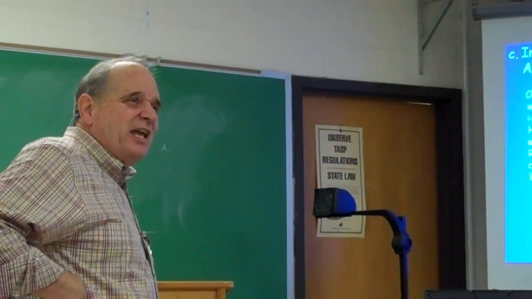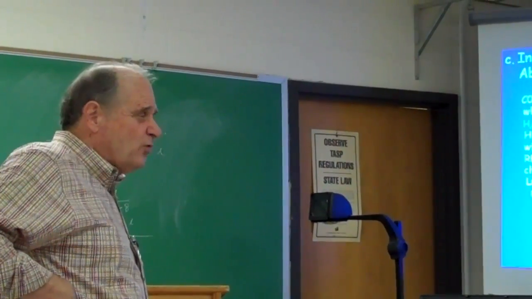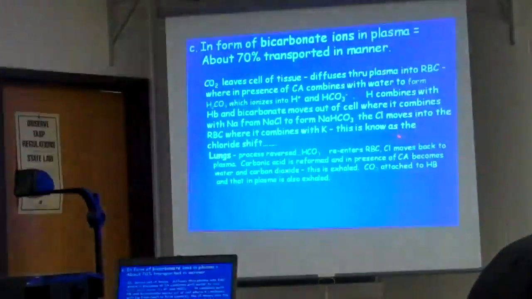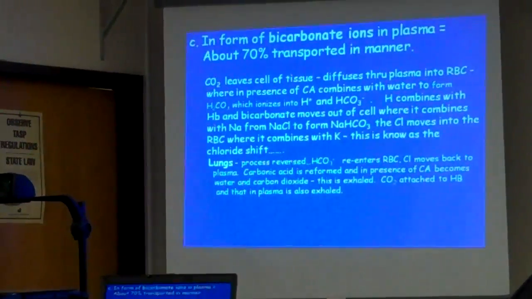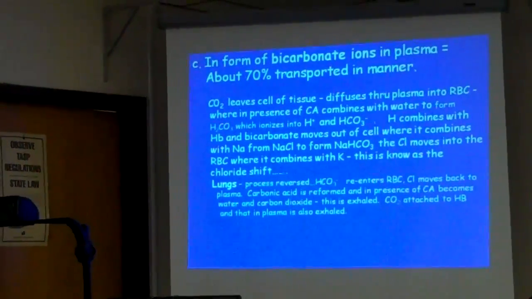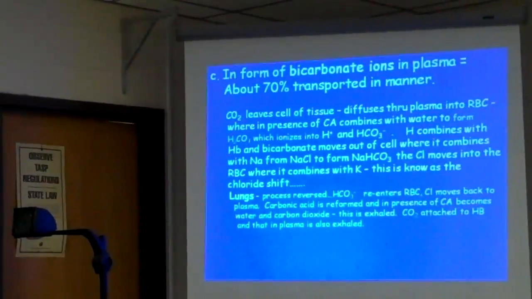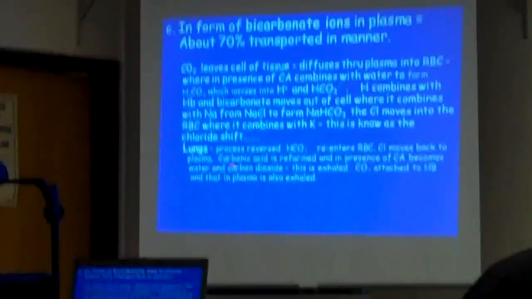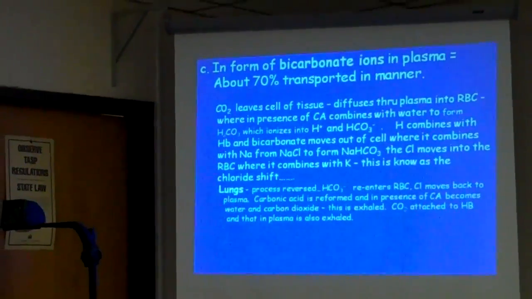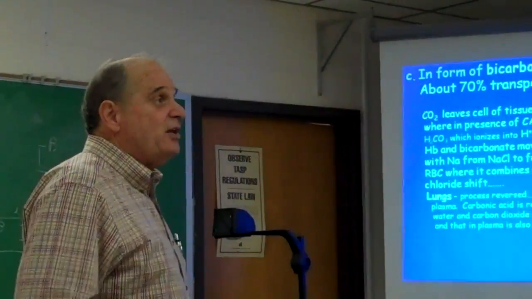But Ca stands for carbonic anhydrase, and it is an enzyme. Carbonic anhydrase is an enzyme which at the tissue level facilitates the combining of H2O and CO2, and at the lung level, it causes carbonic acid to split into CO2 and H2O, and we exhale.